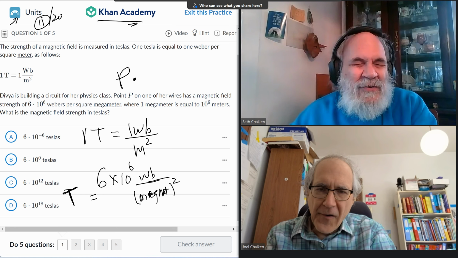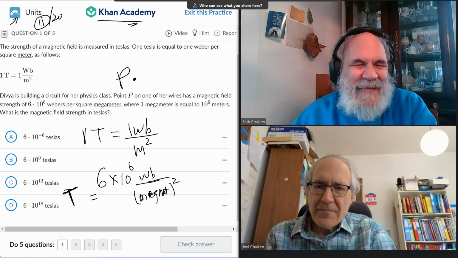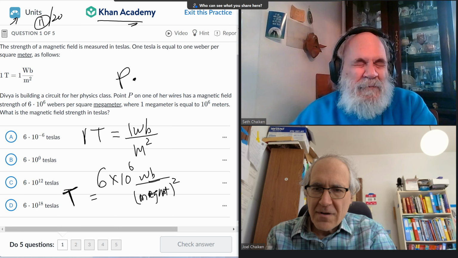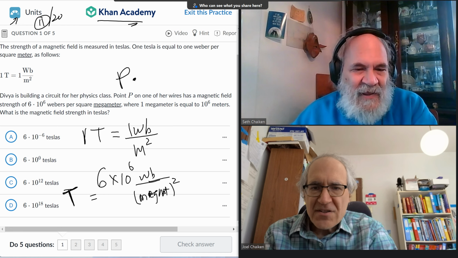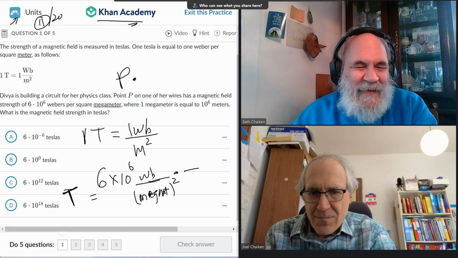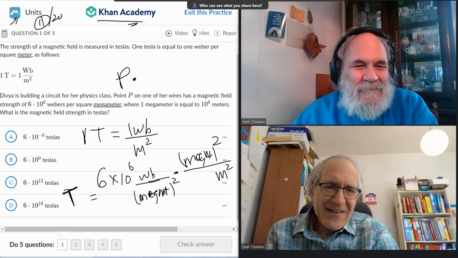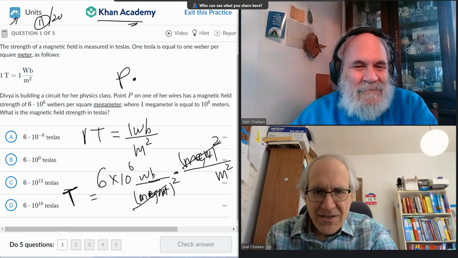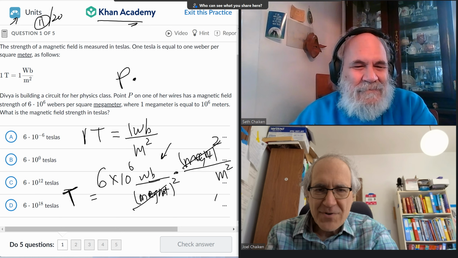When I see it written out, I now see how to do it. Teslas are defined by meter squared. So in order to get Teslas, we have to make this a meter squared, which means we have to take the megameter here and square it. So we could cross out the megameter squareds, and then we get Webers per square meter, which is what Tesla is defined as.